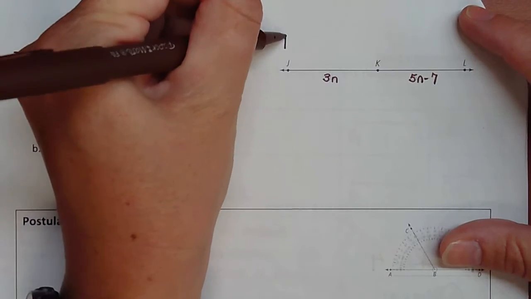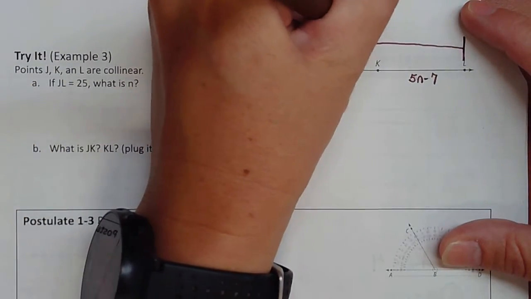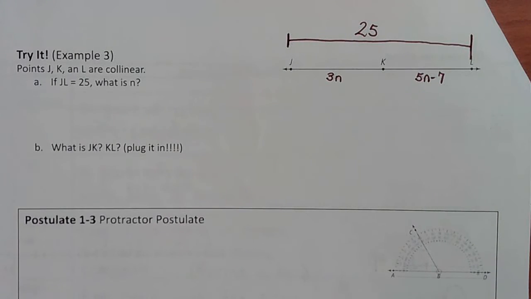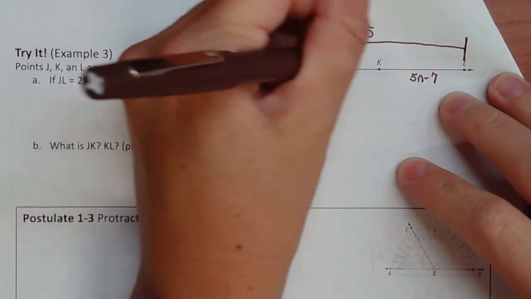So JL, all the way from here to here, that's the large segment. That equals 25. And then they want us to solve for n. So JL is the big guy, and then there's two little guys that make up that 25. So how would we solve for n? Thinking about what we did before when we didn't have variables. What do we know? How can we do this? Subtract. What am I going to subtract? I would subtract if I'm solving for a variable. So not like last time when we subtracted to find just one little piece. What do I know about JK and KL?